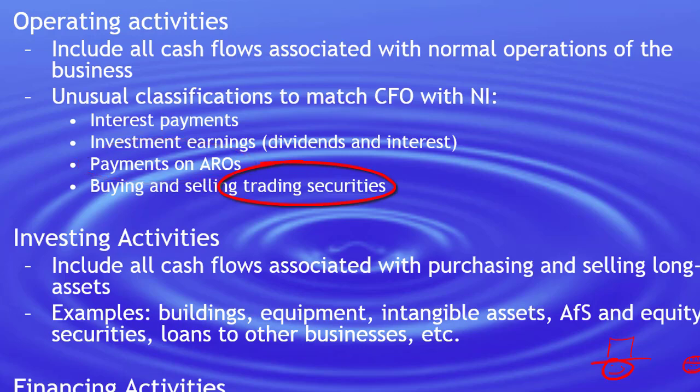Finally, trading securities are technically investments. They should be down in investing activities, but the gains or losses that we make buying and selling or having the market value fluctuate on our trading securities are part of net income. So again, FASB said, let's put them up in our cash flow from operations section. And since they're FASB, we all said, okay.